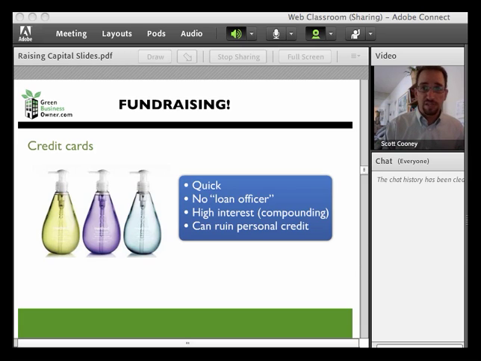Okay, here's the catch. You can raise the money you need fairly quickly. There's no loan officer. Nobody's approving anything. Okay, quick benefits.